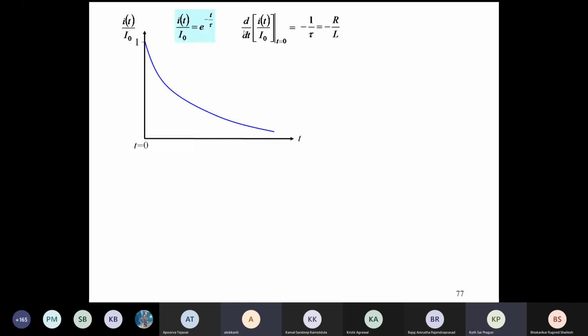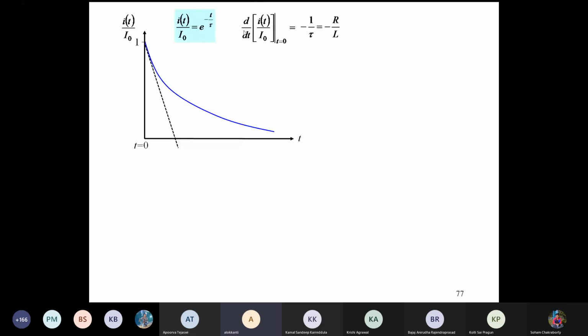So what is the physical meaning of d by dt of I(t) by I naught? It is the tangent to this graph at t equal to 0, the slope of the tangent, which is the rate of decrement. So I(t) by I naught reduces exponentially starting from 1, and we have found the tangent.